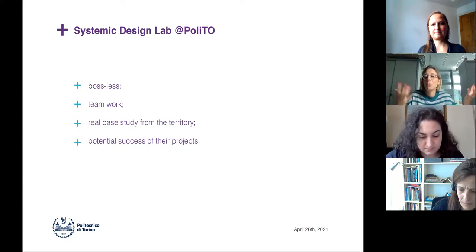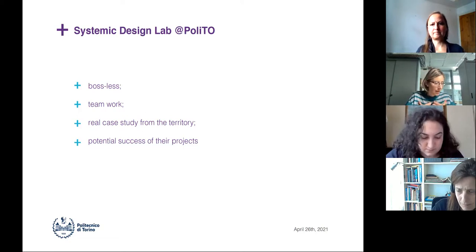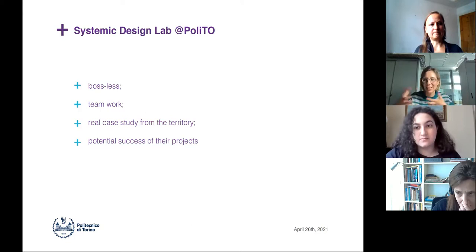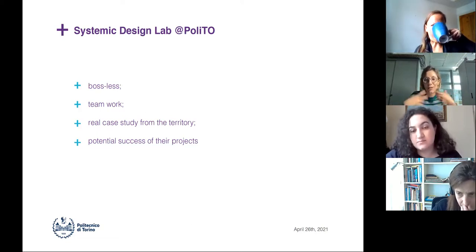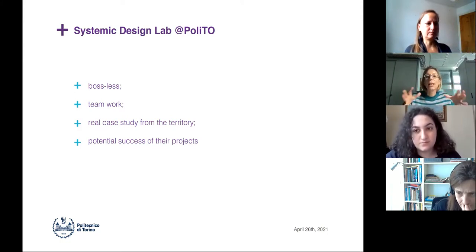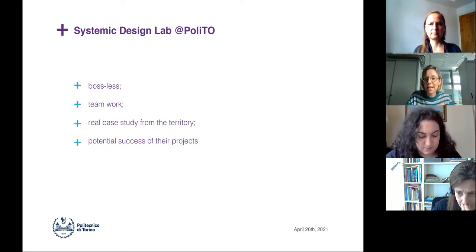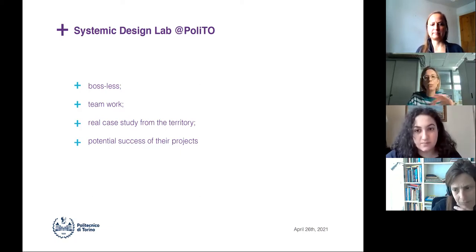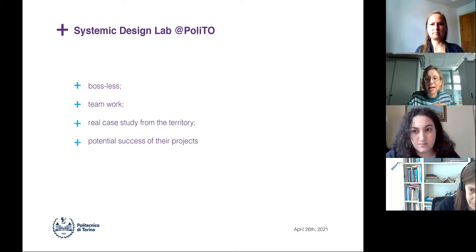As a teacher, we have, of course, more experience, and we want to transmit some methodology, some tools that they should use in the future. But the approach is to learn by doing, working with real case studies from the territories. So usually we cooperate with different companies of the territory, and the students are always working in teams. In that way, we try to guarantee a potential success of the projects that are done by the students at the end of the semester.